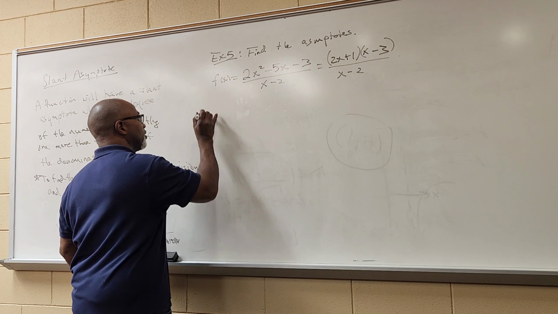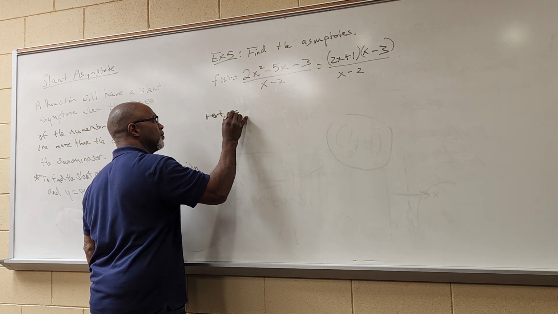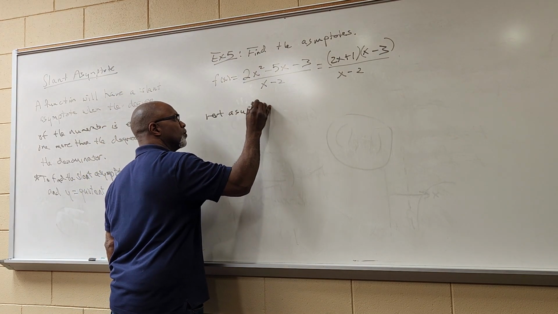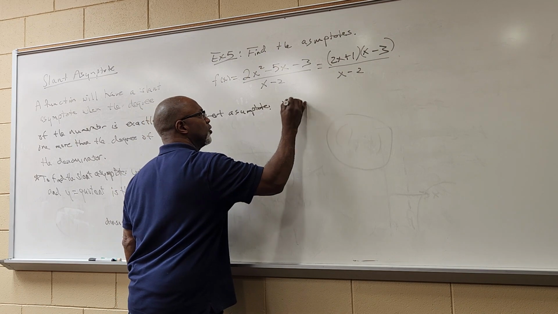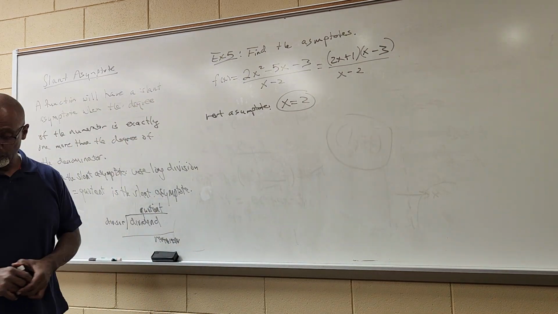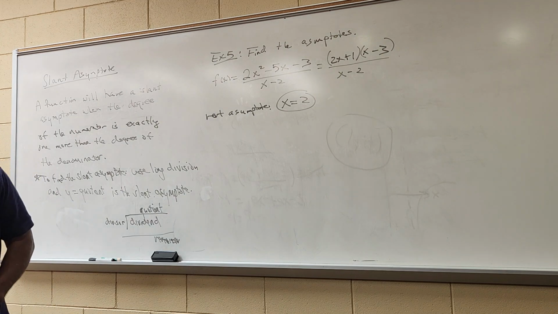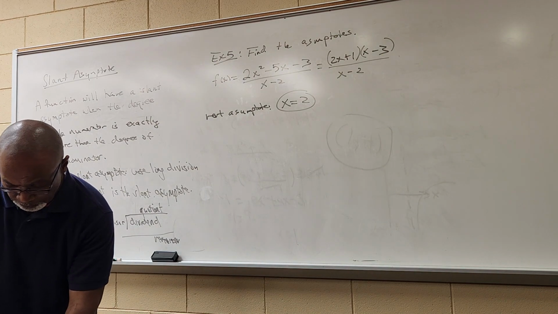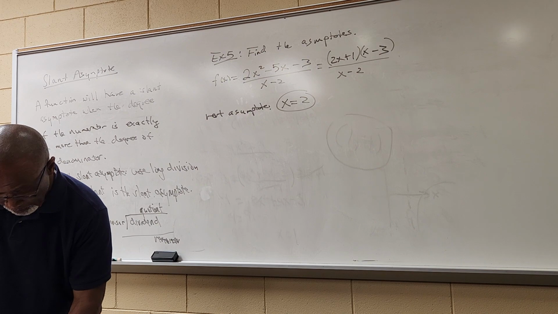So the vertical asymptotes are really easy. The vertical asymptote will be x equals positive 2, because 2 minus 2 makes a 0 in the bottom. The vertical asymptote will be x equals 2.